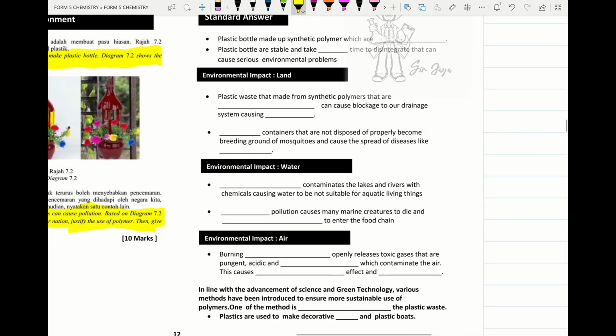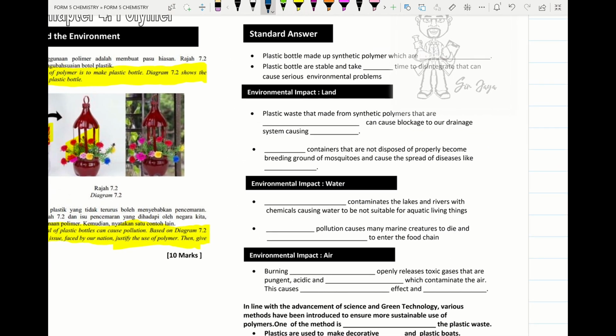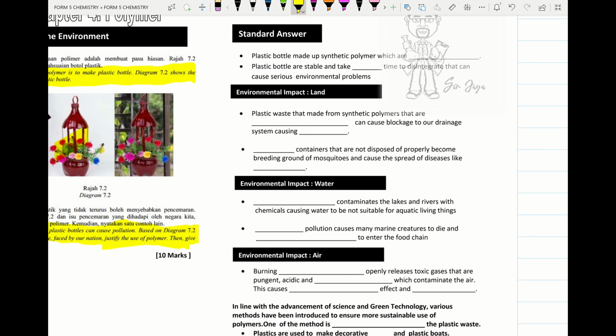So we try to answer this question. How to answer this question? I try to check with the standard answer. Plastic bottles are made up of synthetic polymer which are non-biodegradable, and these plastic bottles are stable and take a longer time to disintegrate, which can cause serious environmental problems. Now we check for the land.